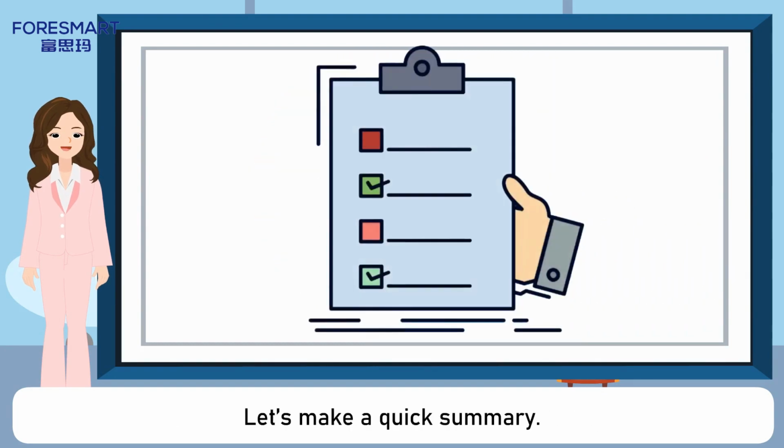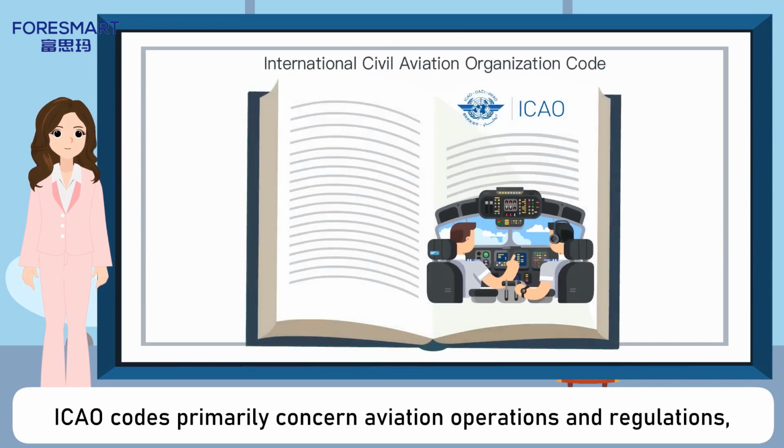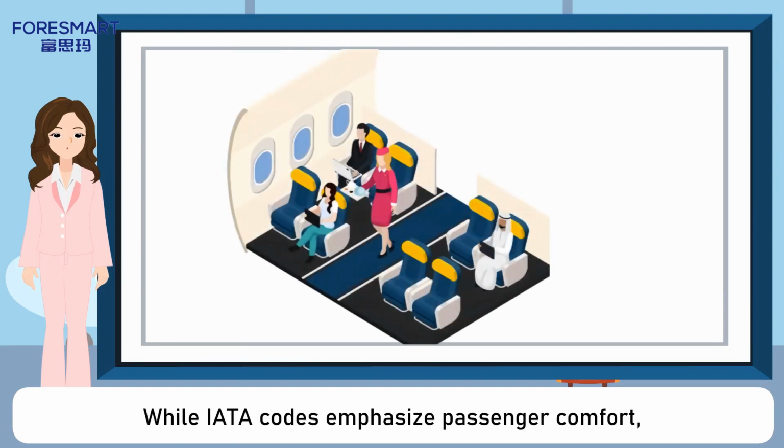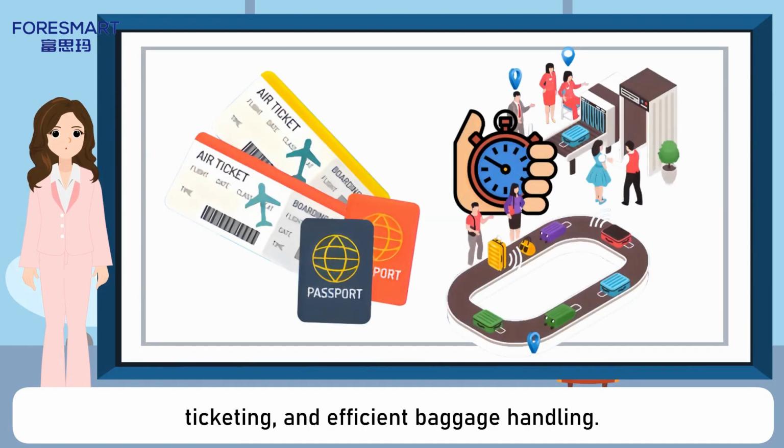Let's make a quick summary. ICAO codes primarily concern aviation operations and regulations, guaranteeing safety and global compliance, while IATA codes emphasize passenger comfort, ticketing, and efficient baggage handling.